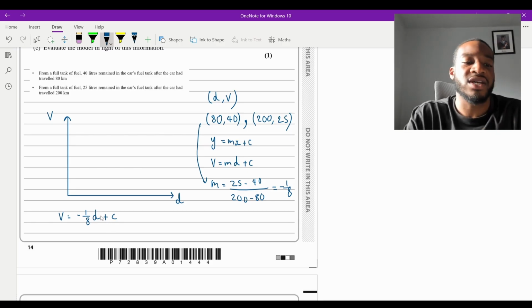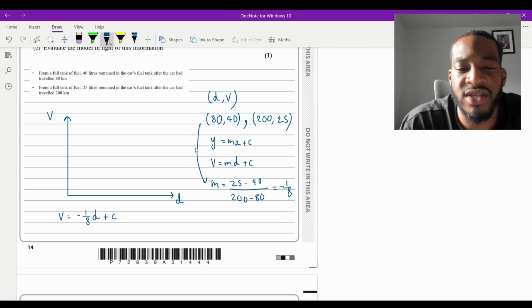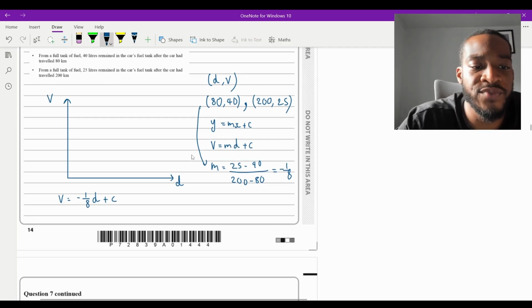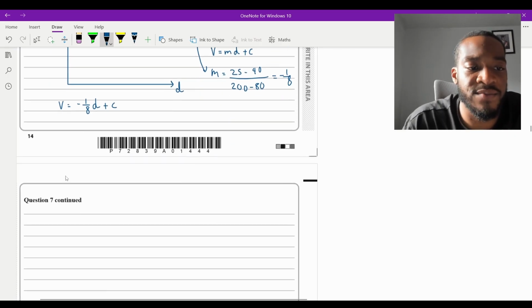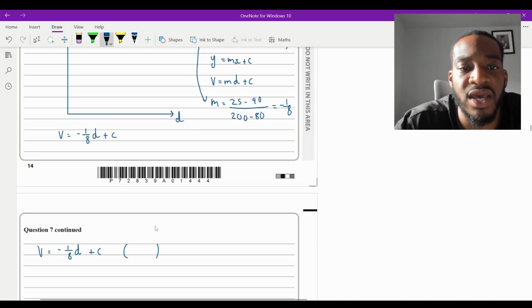Now, how do we get our y-intercept? Well, or our v-intercept, I should say, is we're just going to plug in any one of these 2 coordinates, aren't we? I'll do the first one. So I'll plug in the first one, which is going to be, let me write this again. So V is going to equal minus an eighth D plus C. And I'm going to use the first pair of coordinates, which is 80 and 40.